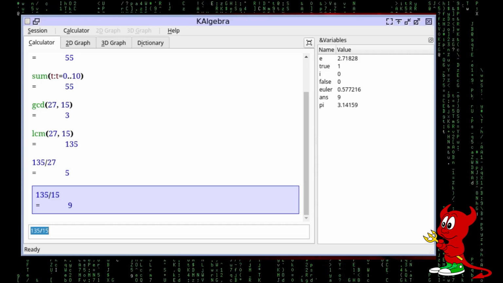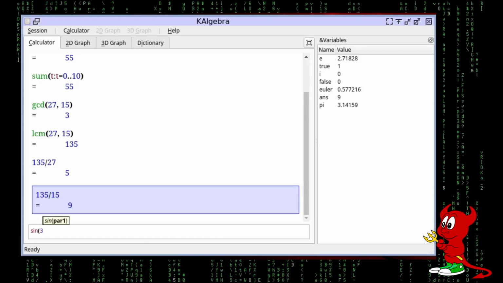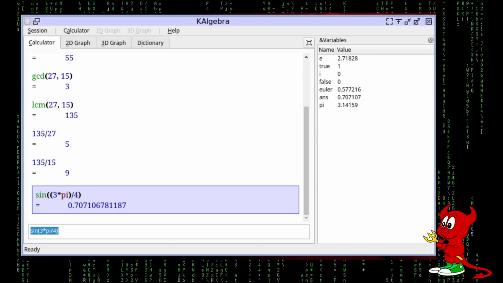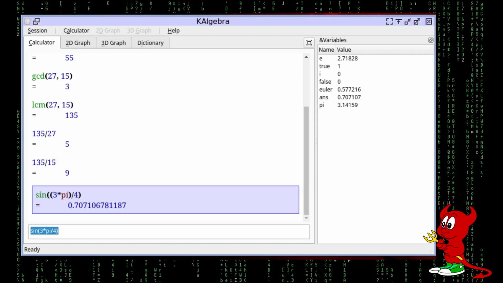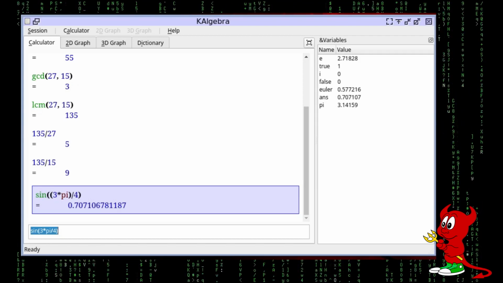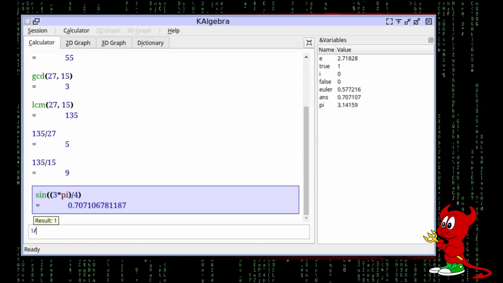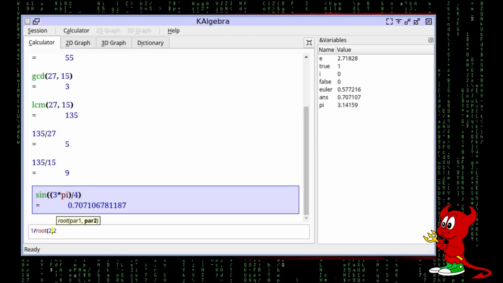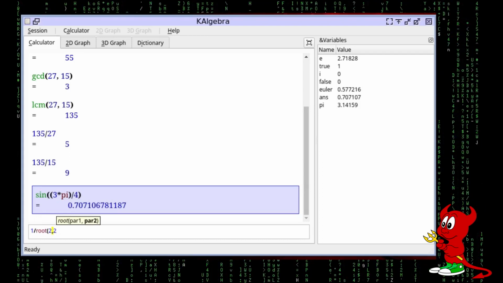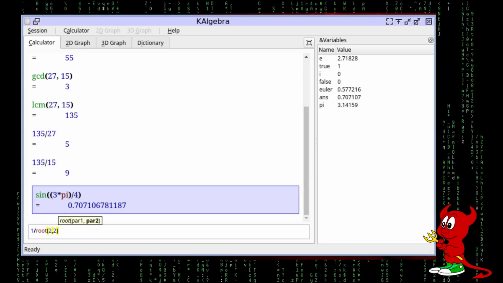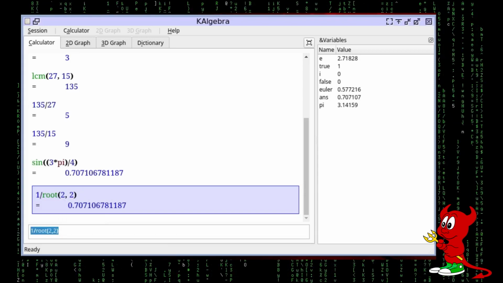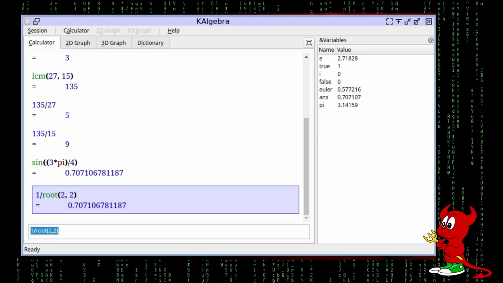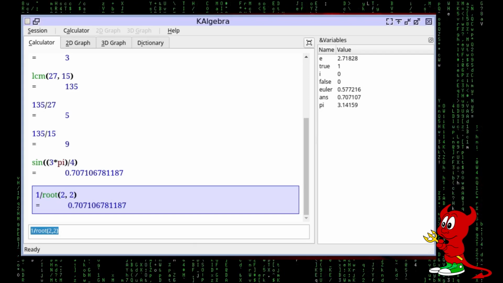Let's do some trigonometry. Sine of 3 pi by 4 is 0.707. Okay, this looks related to the square root of 2. Let's test it out. 1 divided by the root 2, the second number means the square root, not the cubic root, and this is exactly the same number. Okay, as you can see, this is a great software for kids in high school to learn math.